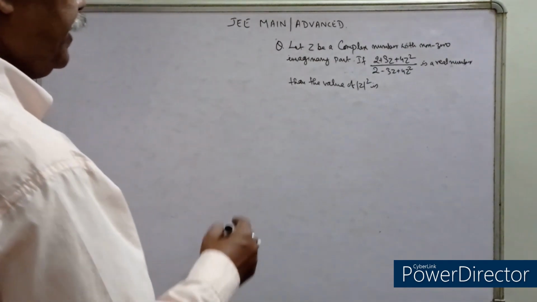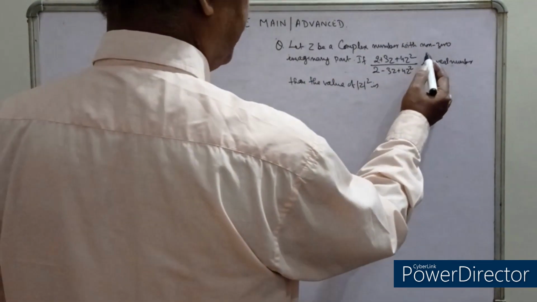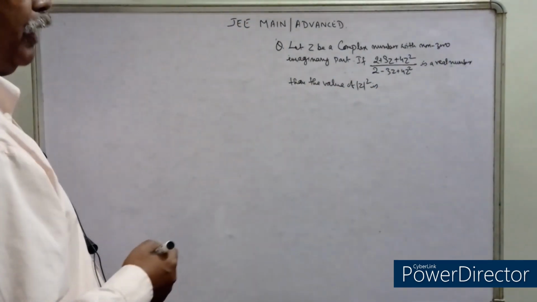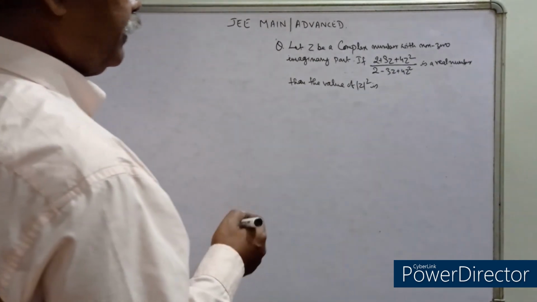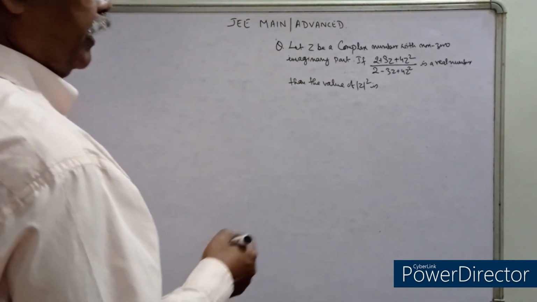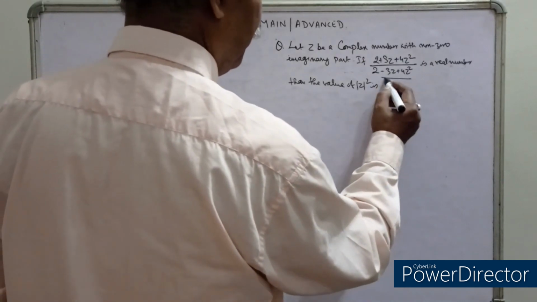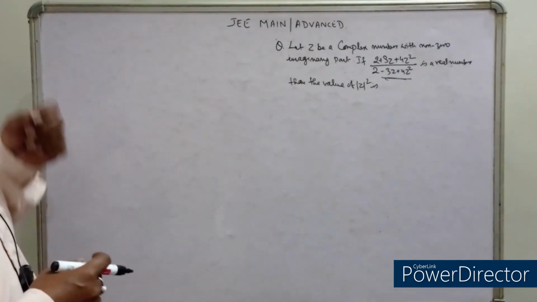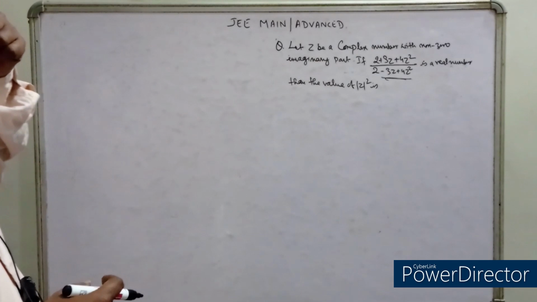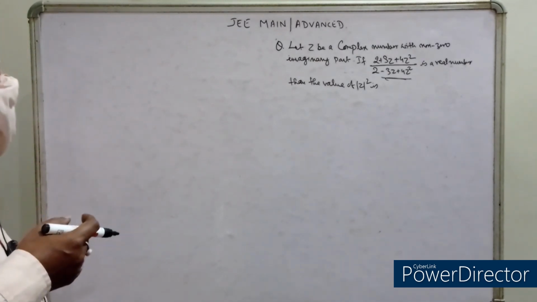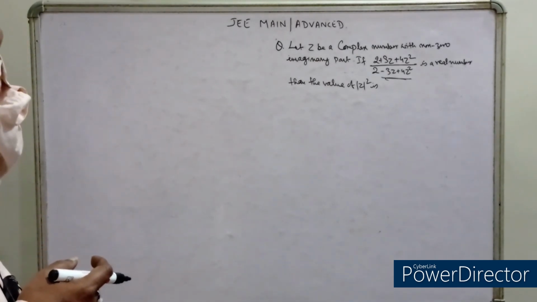Now my next question is, let Z be a complex number with non-zero imaginary part. If this is a real number, we have to find the value of Z square. So how to proceed?